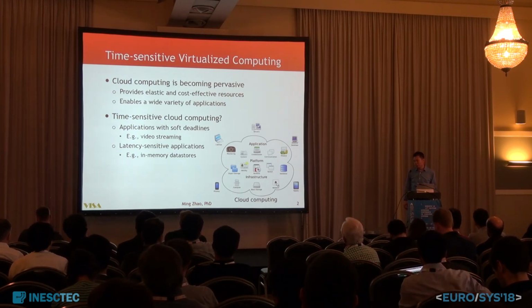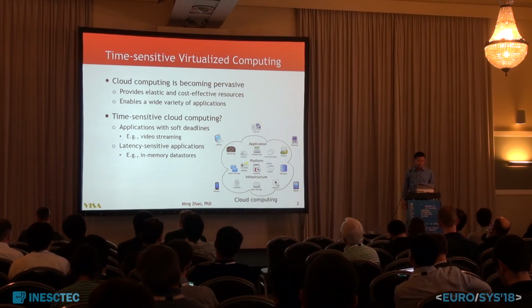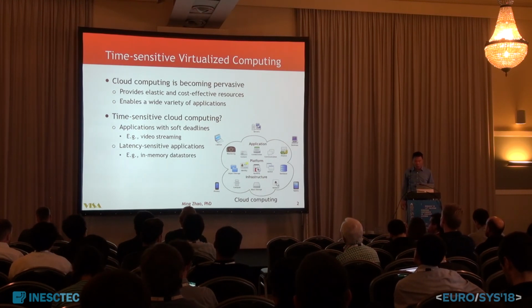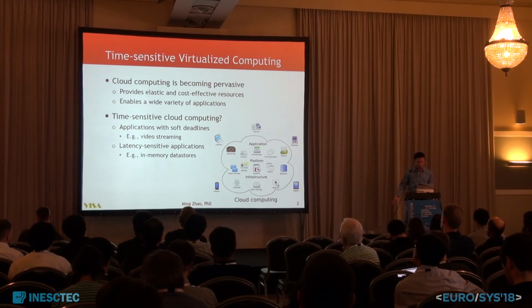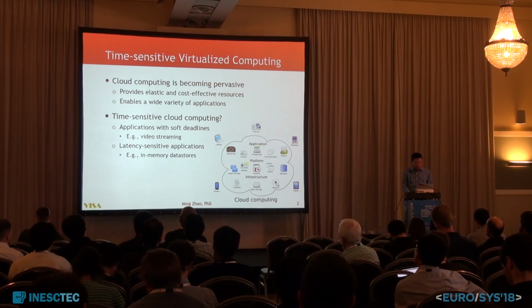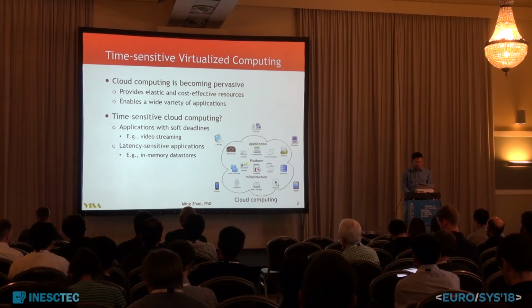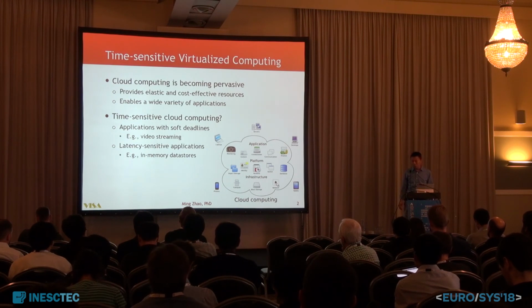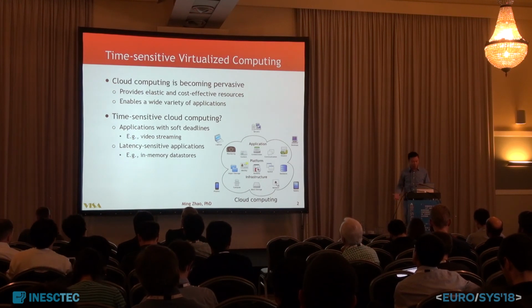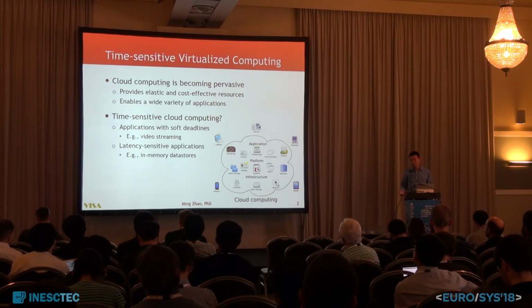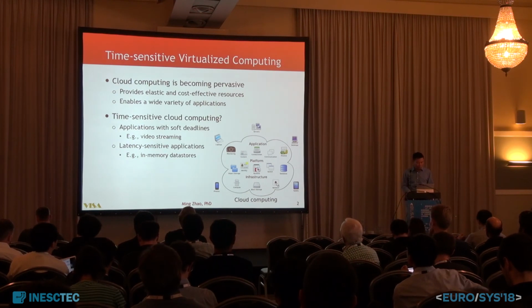We know that cloud computing has already achieved great success. Many applications can already be enabled in the cloud. The main reason behind the success of cloud is cost effectiveness and scalability. But how about time-sensitive applications? We don't see a lot of success with enabling time-sensitive applications in the cloud. When I say time-sensitive, we are mainly considering two types of applications. One type is applications with soft deadlines, and the other type is applications that don't really have deadlines, but they require low latency. They have maybe a tail latency target.